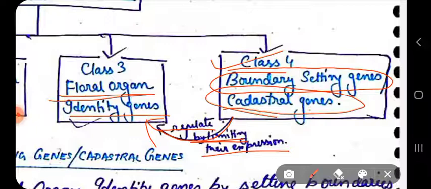Like in many flowers we have seen different types of floral parts, the same floral parts but their locations are different, right? Somebody has 4 petals, somebody has 2 petals, somebody has many petals like sunflower. So that is decided by the boundary setting gene.